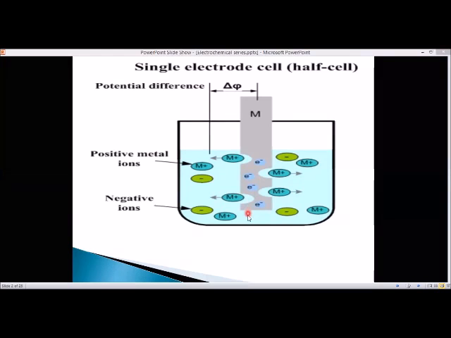If it is losing electrons, it is known as oxidation, and if it is gaining electrons, it is known as reduction. So the potential which develops between the electrode and its salt solution is known as the electrode potential. If it is undergoing oxidation, it is known as oxidation electrode potential. If it is undergoing reduction, it is known as the reduction electrode potential.